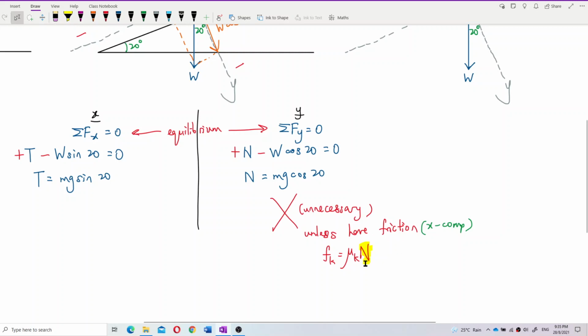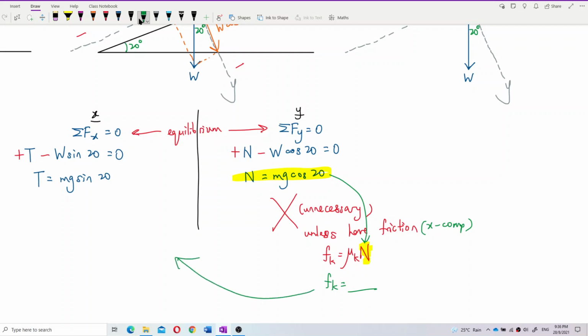We need to find the normal force. Then only we need to refer to the y components, because to find this normal force for the friction, the normal force here is only in the y components. In the y components, we have mg cos 20. Then after we get the value of normal force, we can substitute into the formula to find the value of friction, then to be used in the x component.